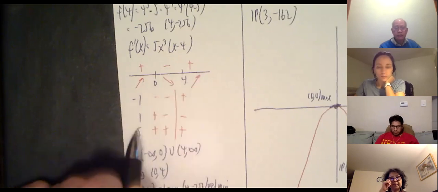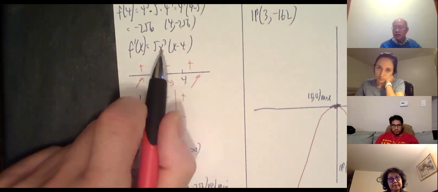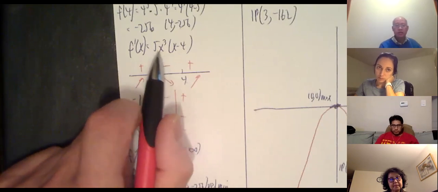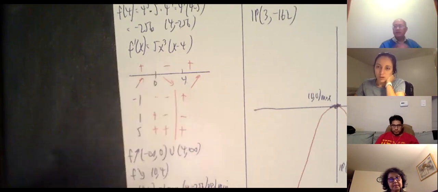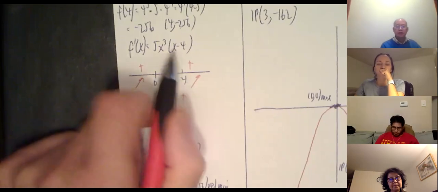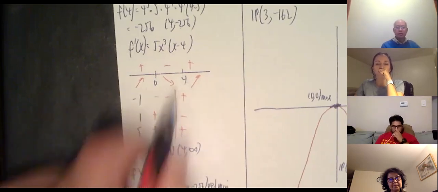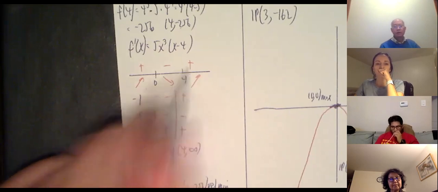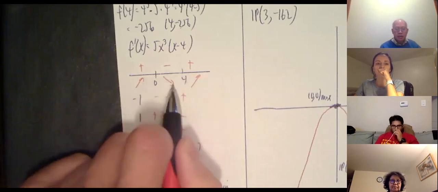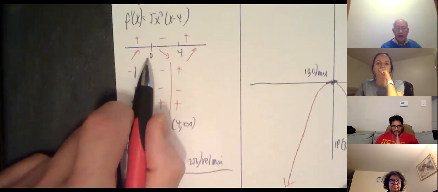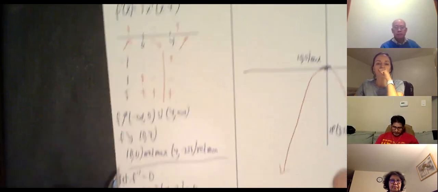And then we said 5. Put a 5 here. You can see we're very happy we don't have to find the exact value. We don't care about the exact value. We just need the sign. 5 times 5 cubed, positive. 5 minus 4 is 1, positive. Positive times positive, positive. Okay, so once again, increasing, decreasing, increasing. So that means maximum, minimum.